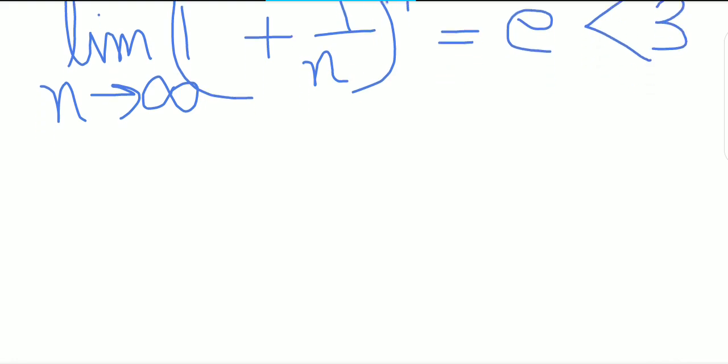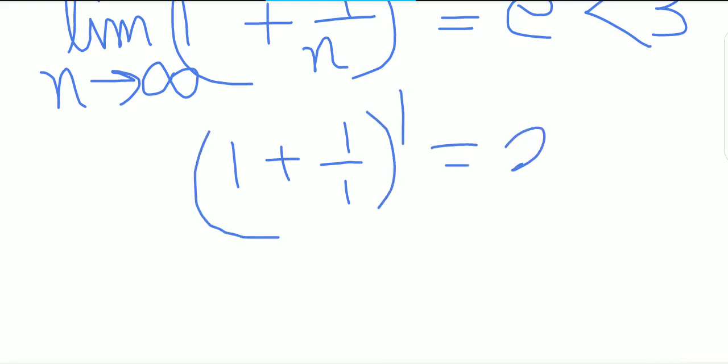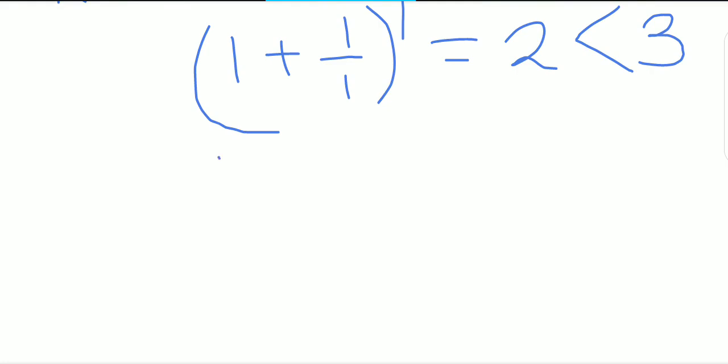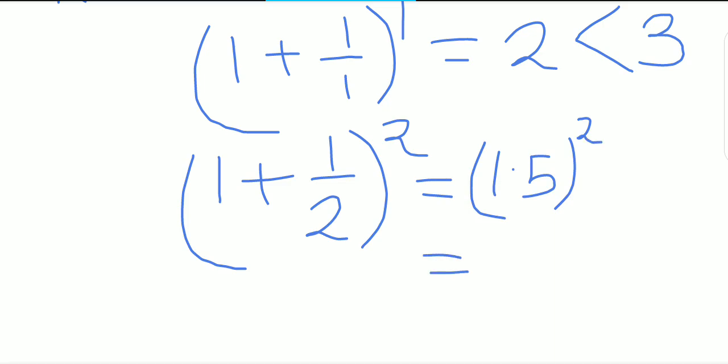Let's take n equal to 1. 1 plus 1 by 1 to the power 1 is 2, and 2 is less than 3. Well, this is true for n equal to 1. What about n equal to 2? 1 plus 1 by 2 to the power 2 equals 1.5 whole thing squared, that's equal to 2.25. Well, you see that it is less than 3.